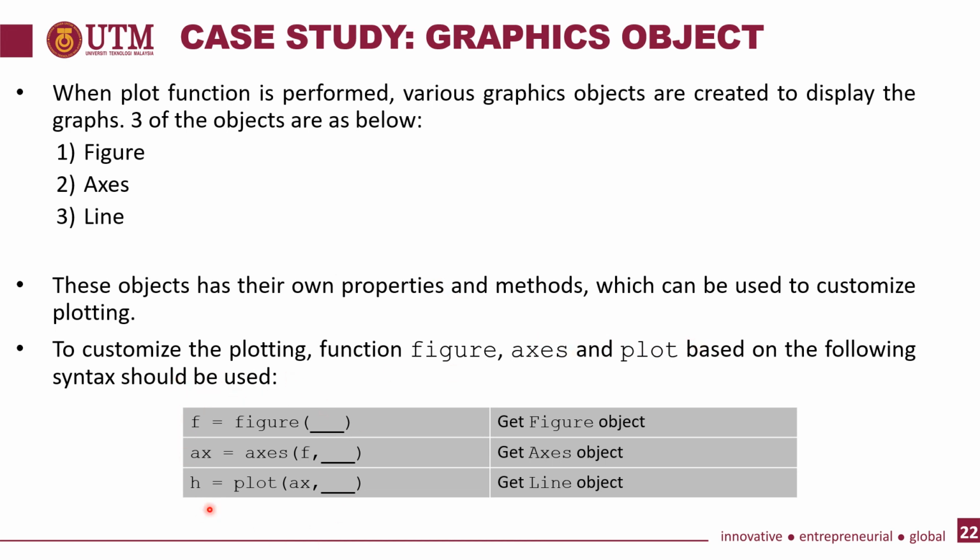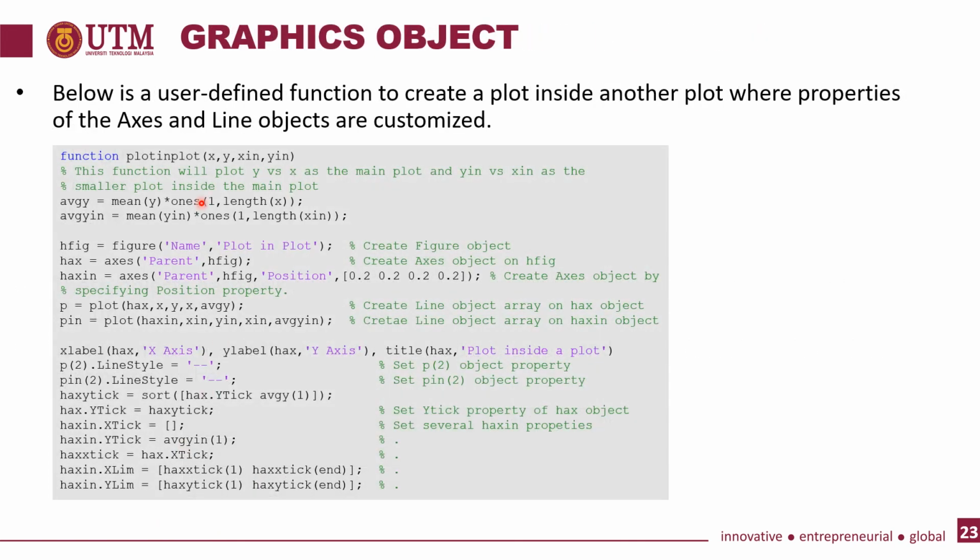If you want to create a class to plot the function, you can use these functions. This is the function of figure, this is the function of axis, and this is the function of plot. In order for you to create an object with a class for plotting, you need to combine all of these functions inside your methods in your class. So this is the function to plot input.